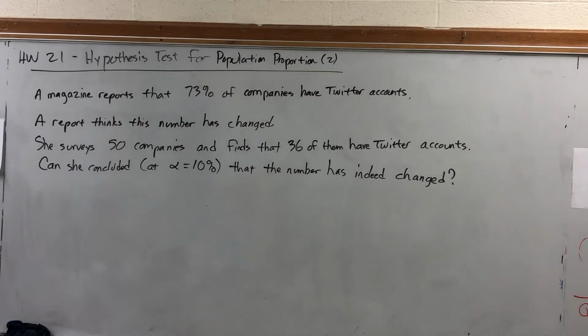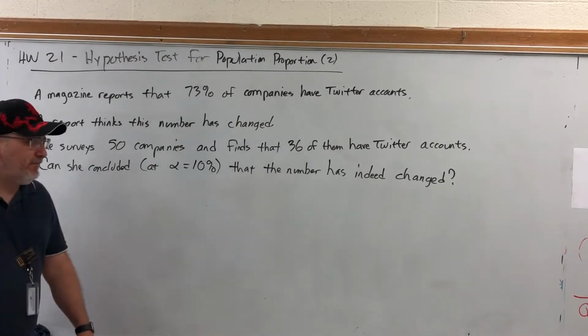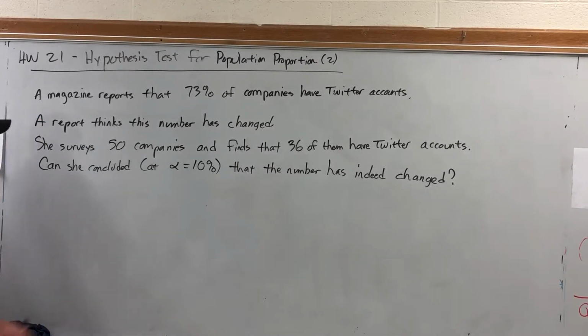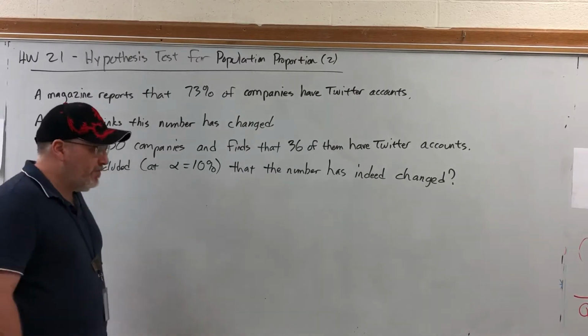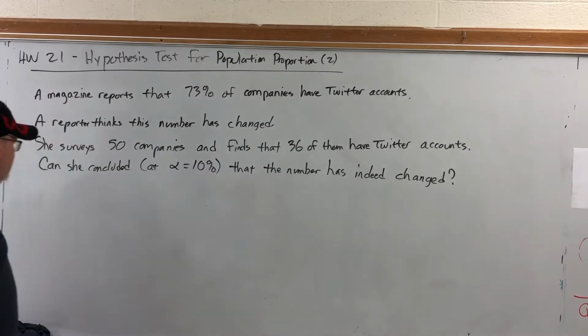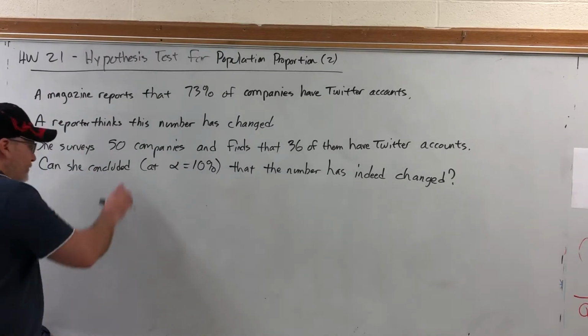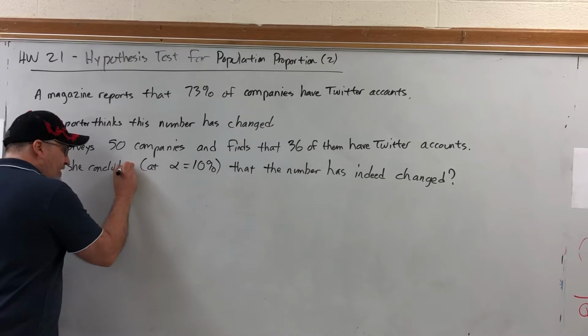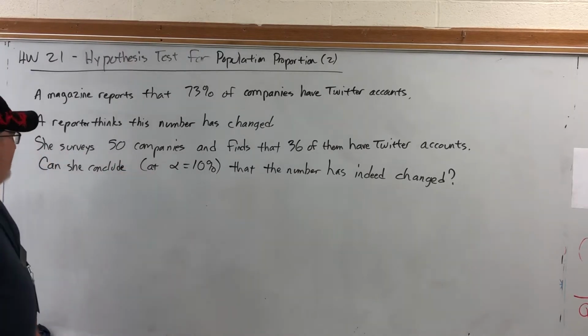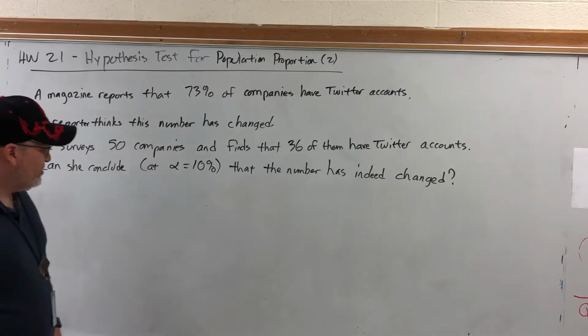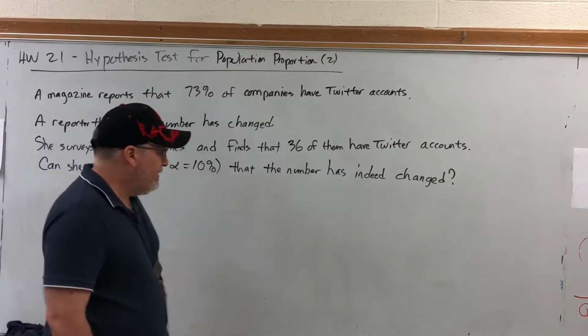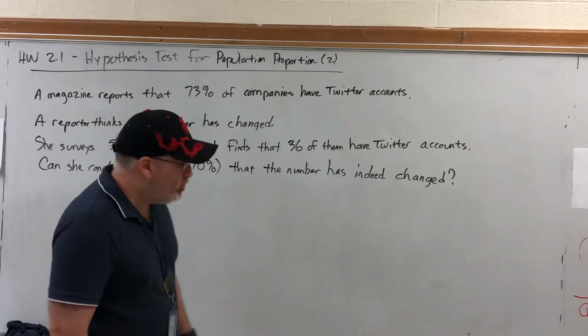A magazine reports that 73% of companies have Twitter accounts. A reporter thinks this number has changed. She surveys 50 companies and finds that 36 of them have Twitter accounts. Can she conclude, at a significance level of alpha equals 10%, that the number has indeed changed?